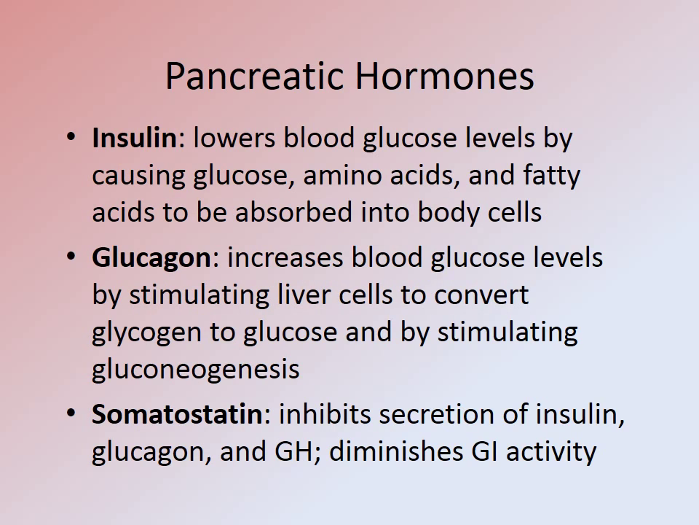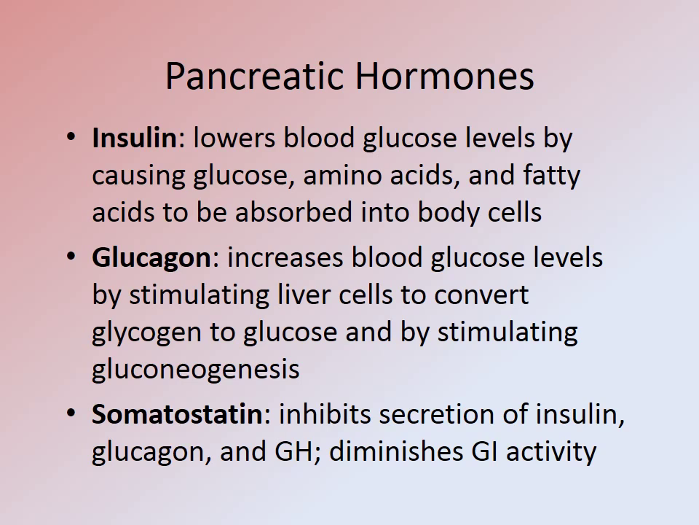So when it produces insulin, it lowers blood glucose levels by causing glucose, amino acids, and fatty acids to be absorbed into the body's cells. Okay, so insulin, which is produced by the pancreas, lowers blood glucose. Then it produces something called glucagon, which increases blood glucose levels. So it's the absolute opposite of insulin. It increases blood glucose levels by stimulating liver cells to convert glycogen to glucose and by stimulating gluconeogenesis. So glucagon is the absolute opposite of insulin.